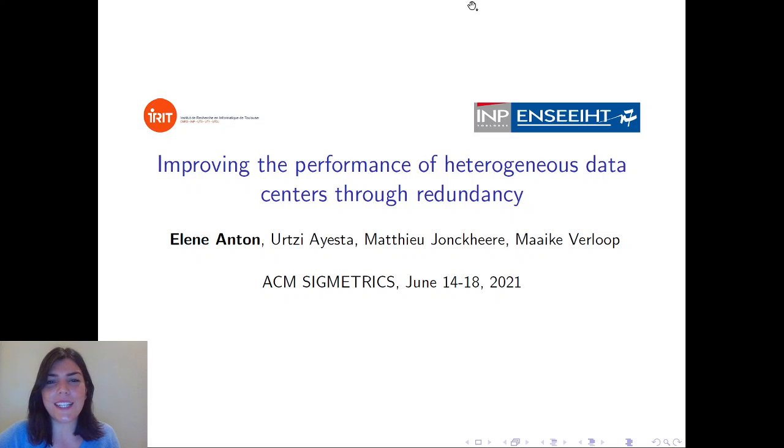Hi, so today I will introduce you to our main contributions in the paper Improving the Performance of Heterogeneous Data Centers Through Redundancy. This is a joint work with Urtzi Ayesta, Mathieu Jonckheere, and Maaike Verloop.